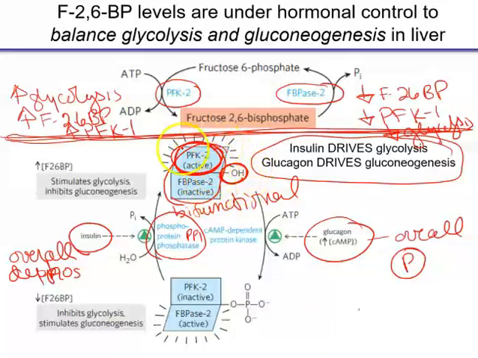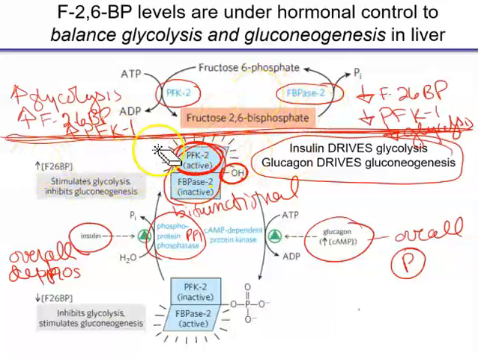Dephosphorylation of this complex and activation of PFK2. And so PFK2 is going to phosphorylate fructose 6-phosphate and form fructose 2,6-bisphosphate. Fructose 2,6-bisphosphate then activates PFK1, right? So let me find a way to draw this in.